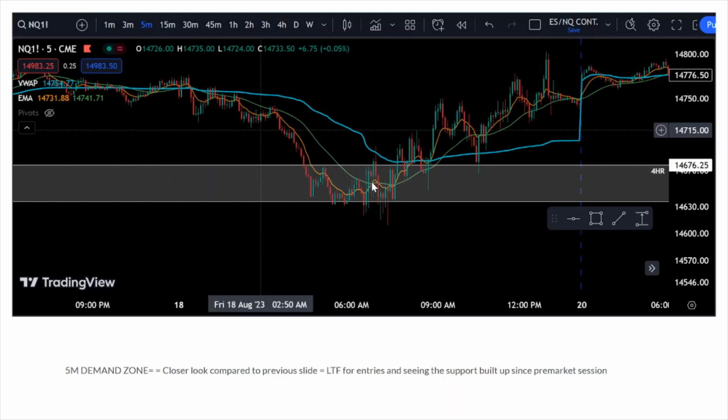Now, a really cool thing too, as I was mentioning earlier, is when it comes to seeing an invalidated zone, you can see we had a lot of wicks, right? But it was not 50% or more of the candle body that was closed outside of it. So that's why I consider this zone to still be pretty strong.